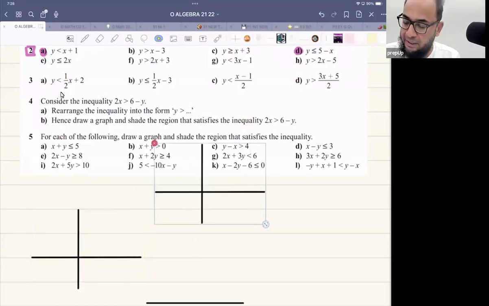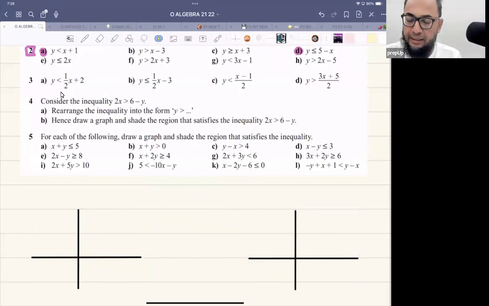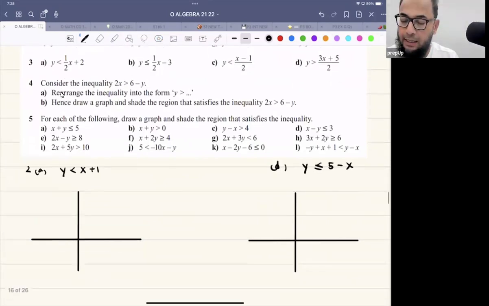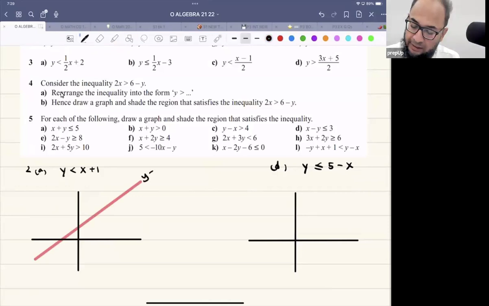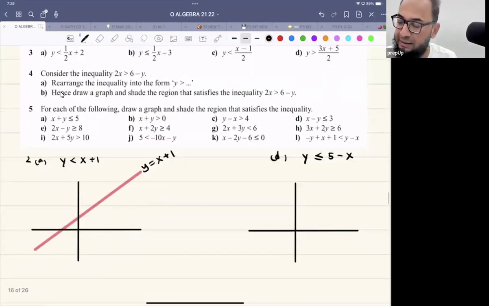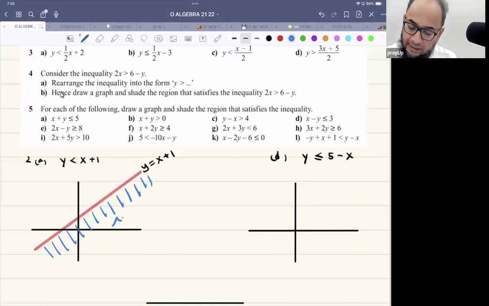Let me grab the same grid, and this is part A, 2, y is less than x plus 1, and this is part D, y is less than or equal to 5 minus x. Now y is less than x plus 1, draw the line y is equal to x plus 1. So the line goes like this. This is y equals x plus 1. We are shading the required region, less. So therefore, this is the required region.